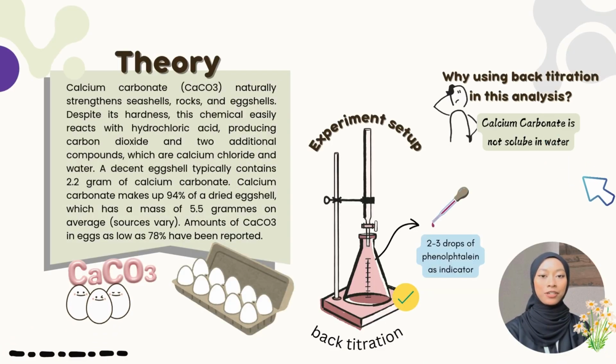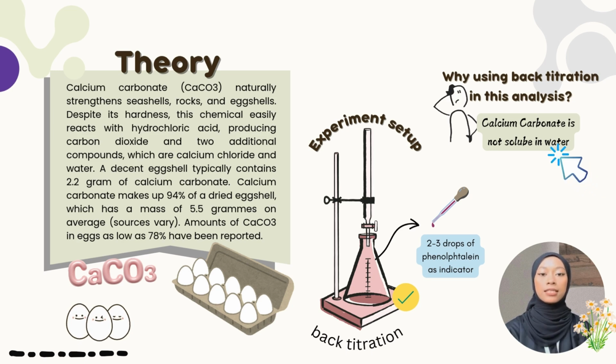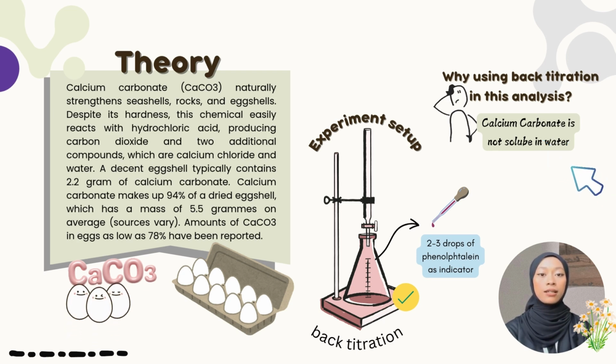Firstly, take a look at the theory. The theory for this experiment is that calcium carbonate naturally strengthens seashells, rocks, and eggshells. Despite its hardness, this chemical easily reacts with hydrochloric acid, producing two additional compounds, which are carbon dioxide and water. A decent eggshell typically contains 2.2 grams of calcium carbonate, which makes up to 94% of a dry eggshell. The lowest amount of calcium carbonate discovered in eggshells is 78%. Even though it is considered to be the lowest, it still covers more than half of eggshells.